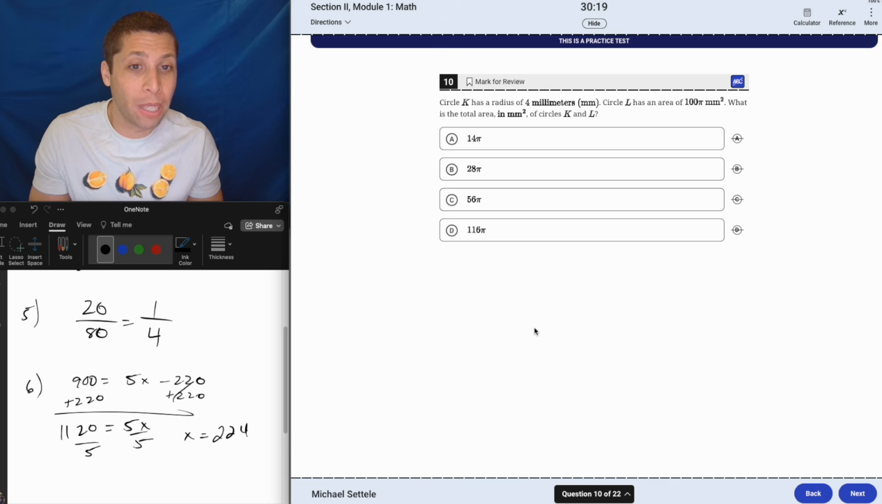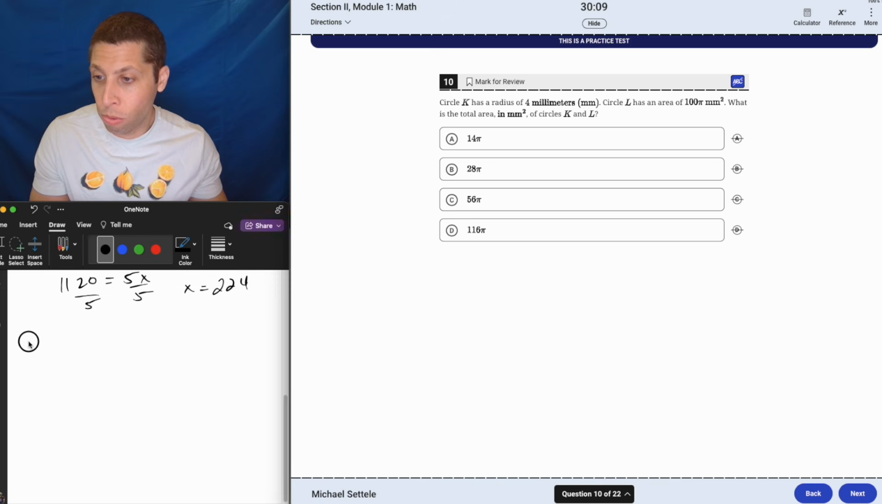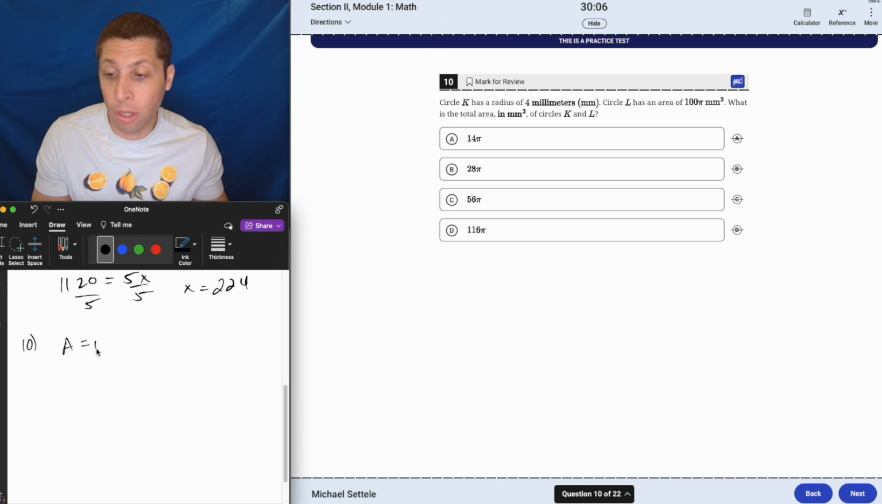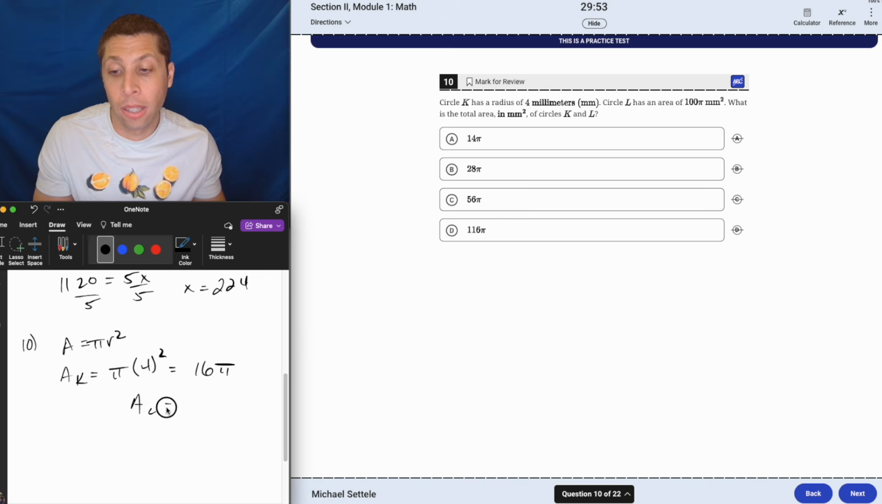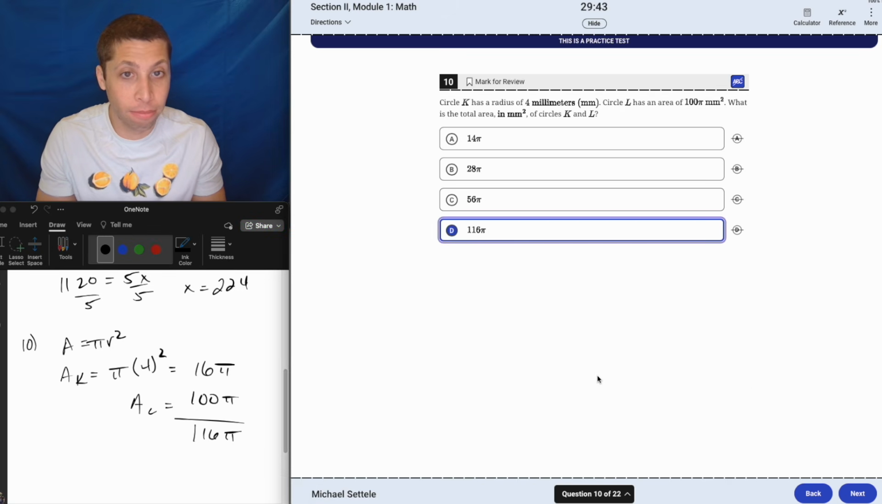Circle K has a radius of 4 millimeters. Circle L has an area of 100 pi millimeters squared. What is the total area of circles K and L? Okay. So area of a circle is pi r squared. So the area of K is pi times 4 squared. So that's 16 pi. And circle L has an area of 100 pi. So 116 pi. Yeah, cool. Easy.